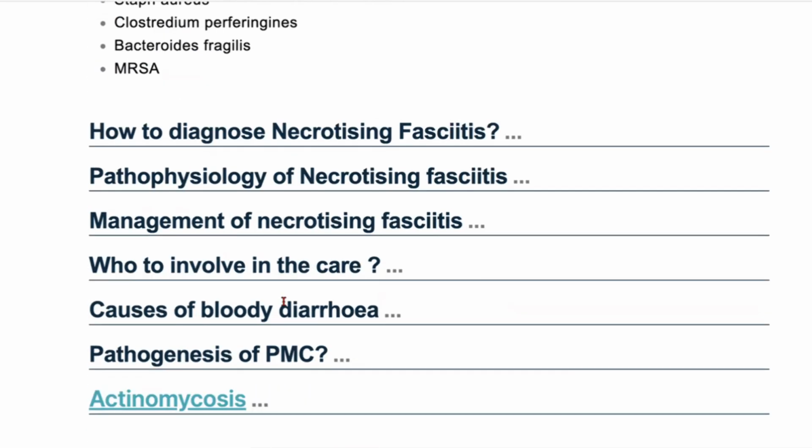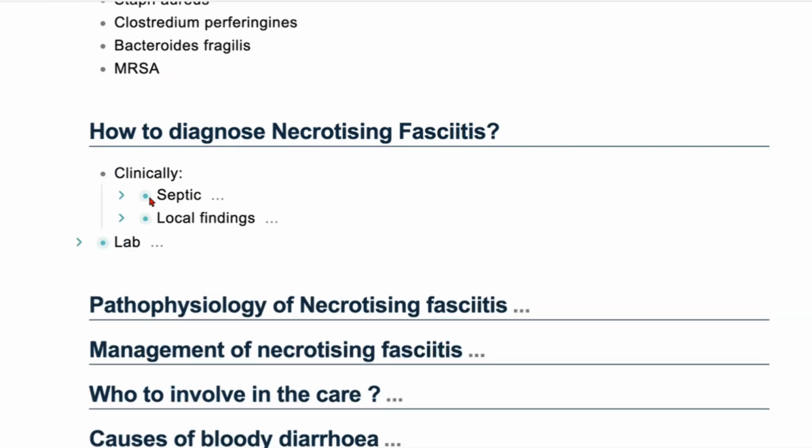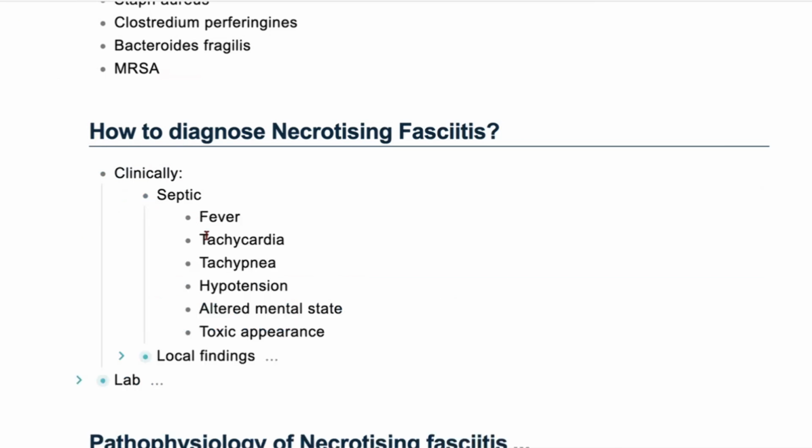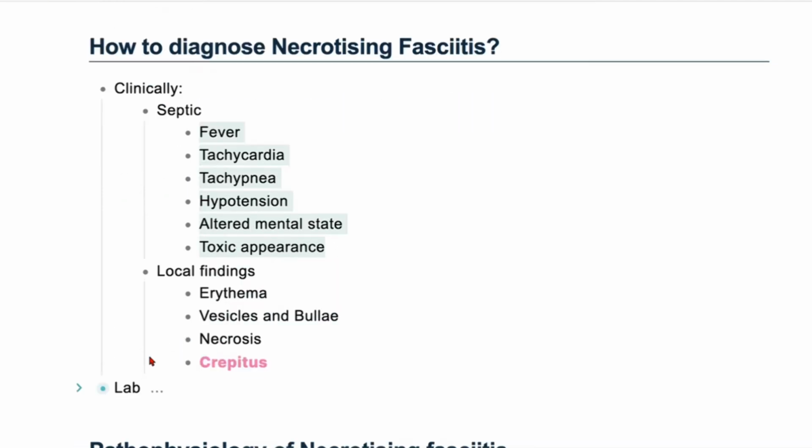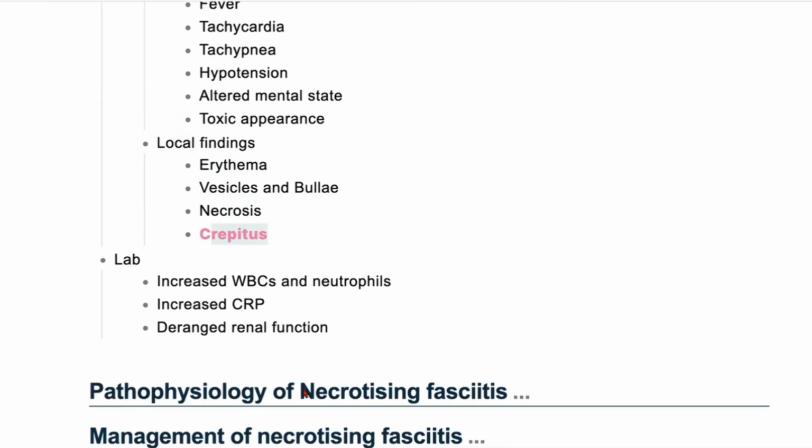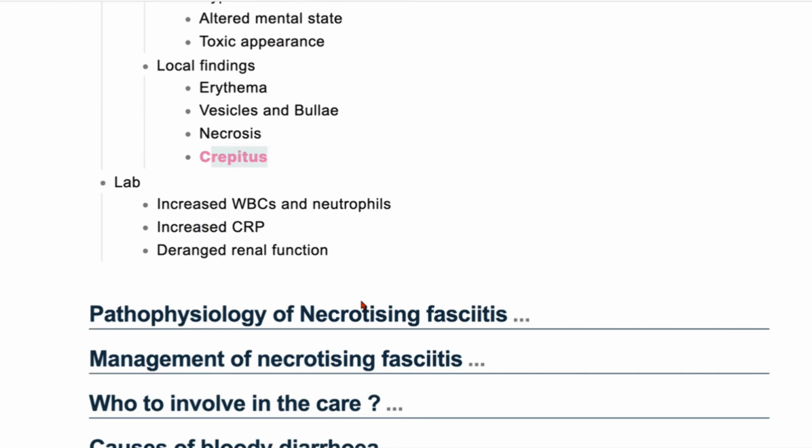You can also do imaging such as a CT of the abdomen and pelvis, and you'll see intramural gas or gas present. So it's mainly a clinical diagnosis. So lab is just to support your diagnosis. The patient will usually come septic with all the classic symptoms and toxic appearance. And the local findings, erythema, vesicles, bullae, necrosis, and crepitus are very characteristic. And then the lab, you will find all the inflammatory markers are increased with deranged renal function.